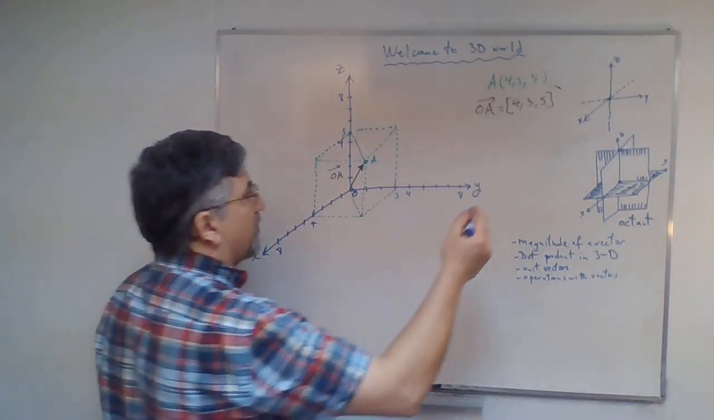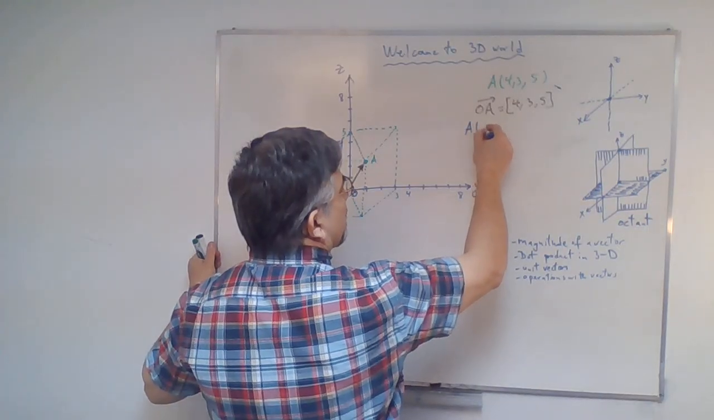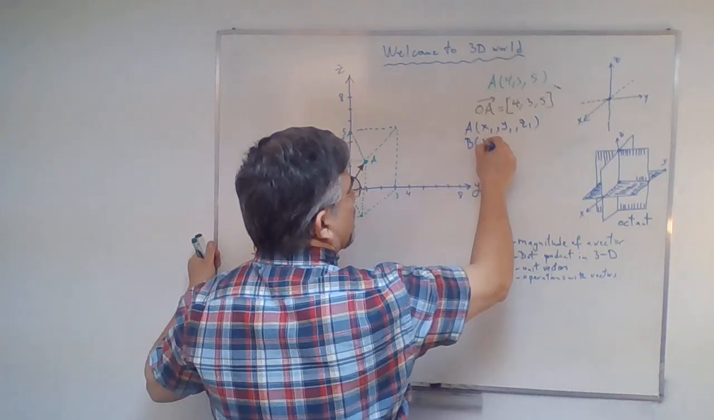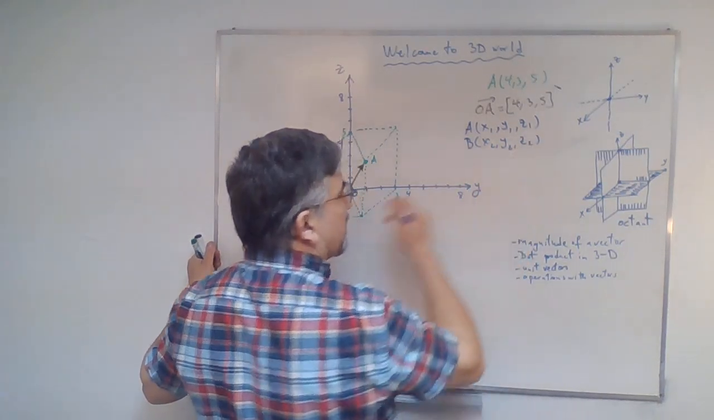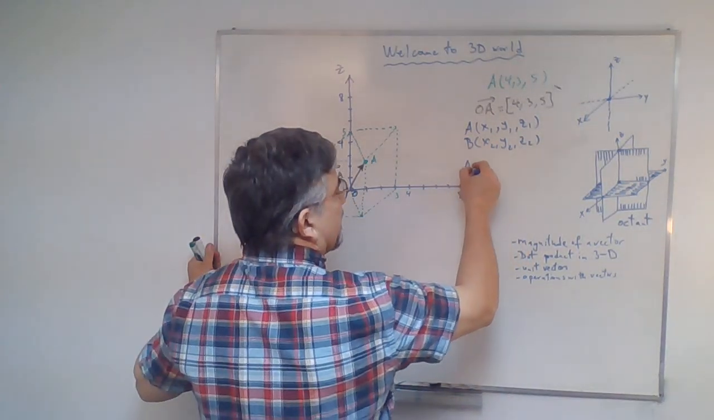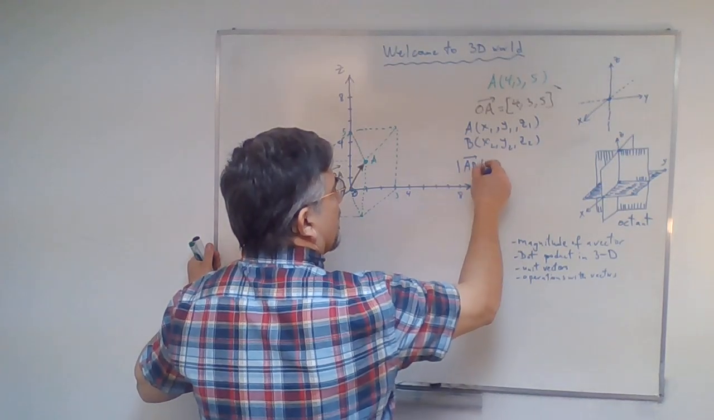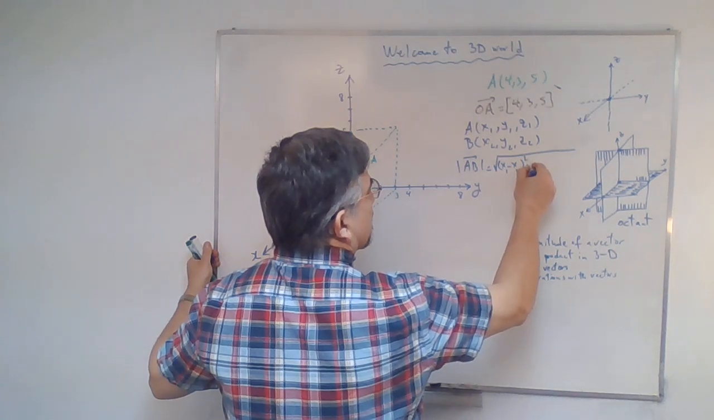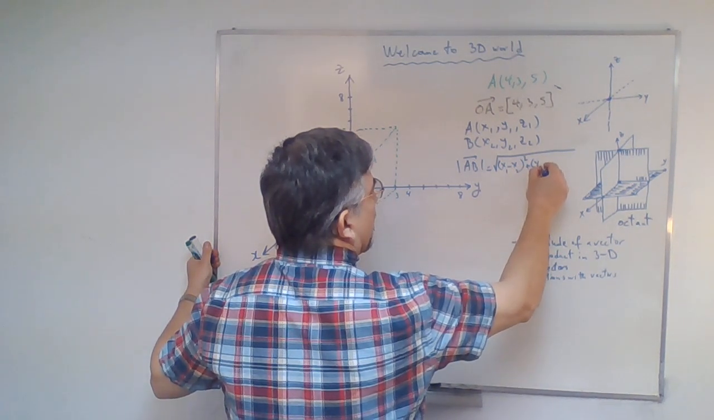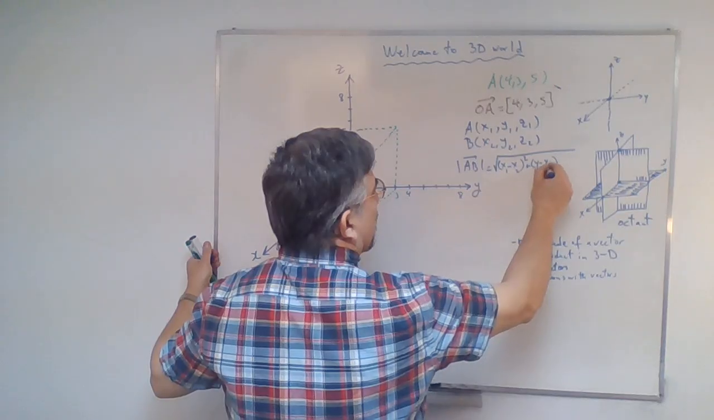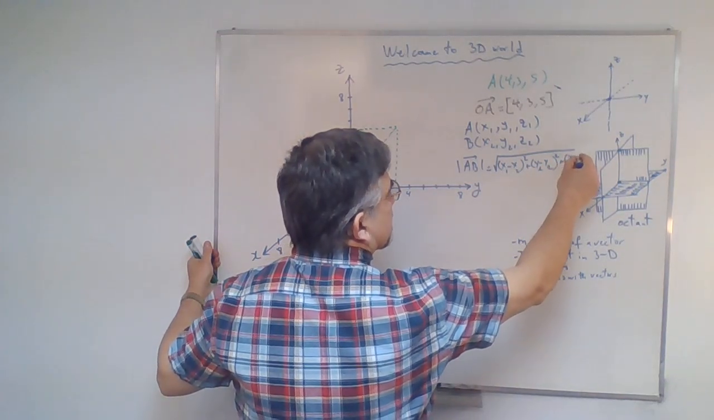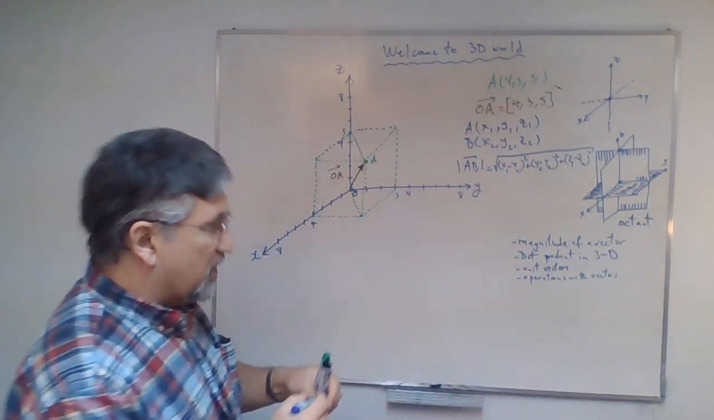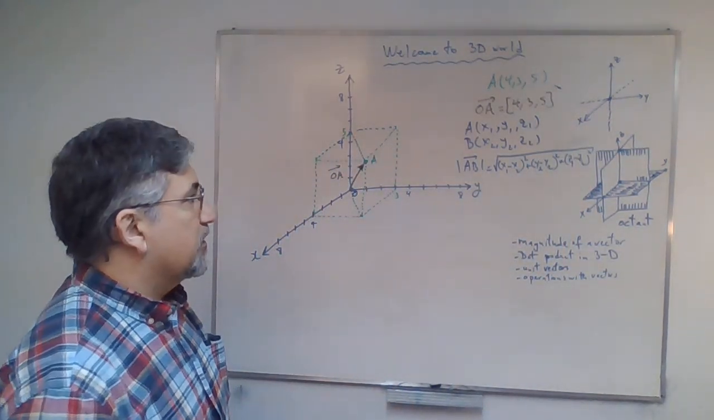The formula would be the following. If you have point A with coordinates of x1, y1, z1, and point B with coordinates of x2, y2, z2, then vector AB would have a magnitude of the square root of (x1 minus x2) squared plus (y1 minus y2) squared plus (z1 minus z2) squared. So that will be the formula that you can use to find the magnitude of a vector.